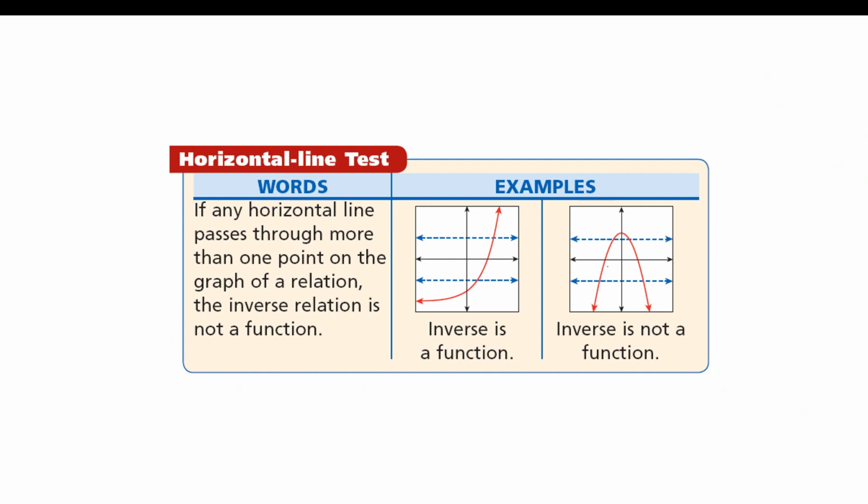If any horizontal line passes through more than one point on the graph of a relation, the inverse relation is not a function. So let's take a look at these two examples. The first example, if we do a horizontal line test, we're checking to see for every y, is there only one x that matches with this? So here's a y, only one x. So you can see that for every y, there's only one x. It only crosses one place.